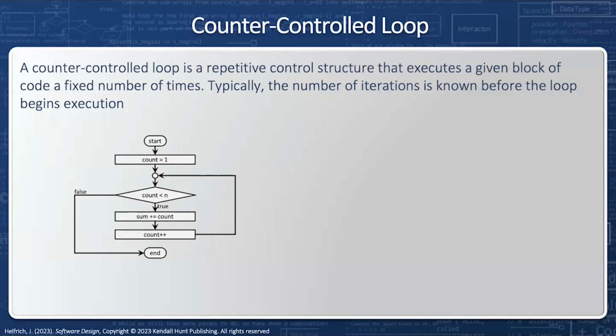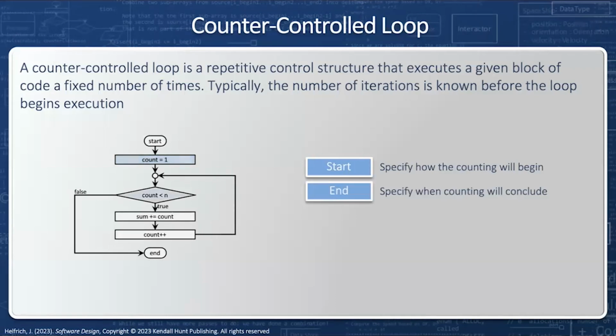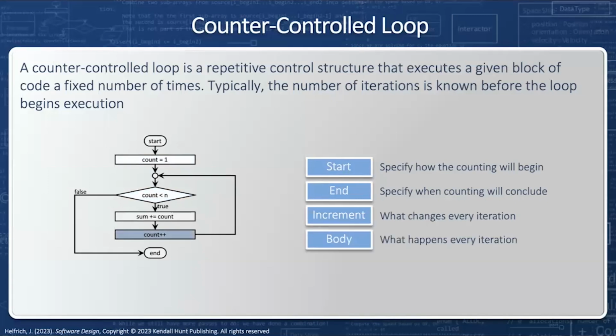For an example, here I have a flow chart with a typical counter control loop. And there are several parts. In fact, there are exactly 4 parts. The first part is where we start, and it specifies how the counting will begin. The second part is how we end, which specifies how the counting will conclude. Next, we have the increment, what changes every iteration. And finally, we have the body, what happens every iteration.